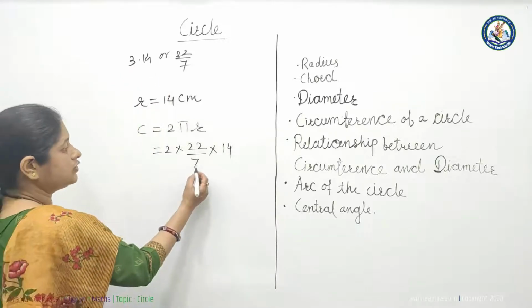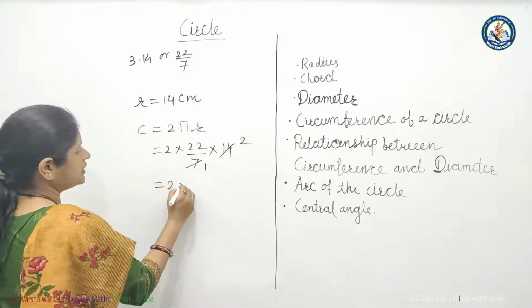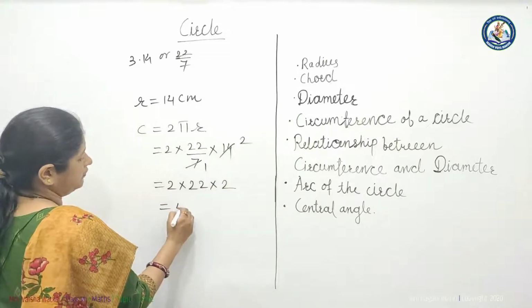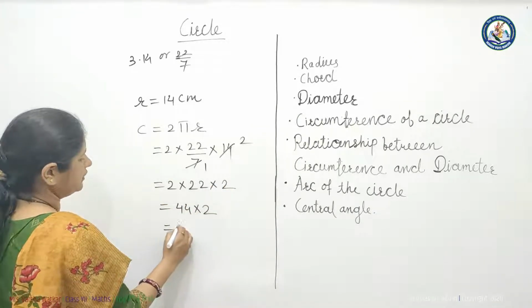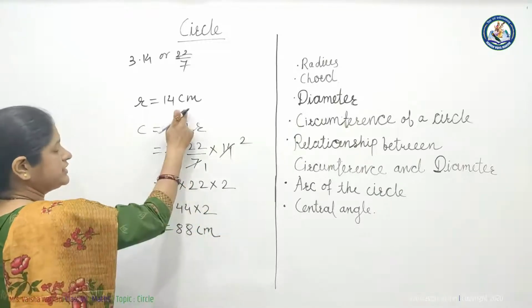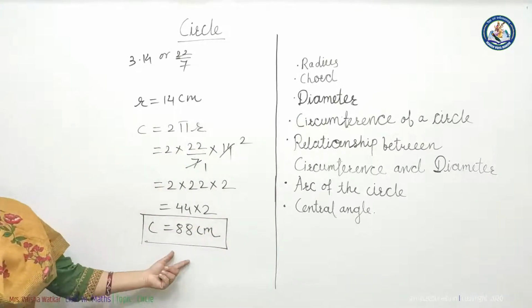So I take here 22 upon 7. 7 1 is 7, 7 2 is 14. So we get the answer 2 multiplied by 22 multiplied by 2, that is 44 multiplied by 2 is equal to 88. C is equal to 88 centimeter. Since radius is given in centimeter, therefore circumference is 88 centimeter.